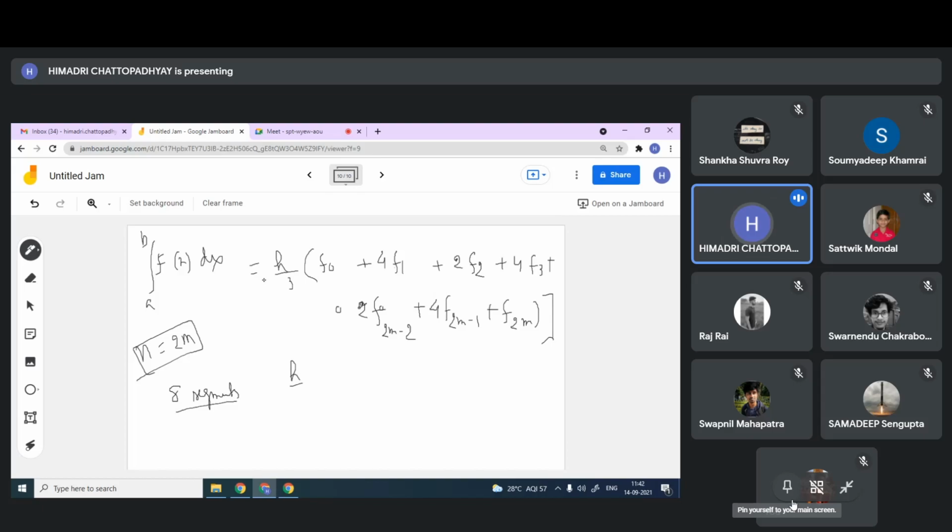For example, suppose you have 8 segments. Then it will be h by 3 times f0 plus 4 f1 plus 2 f2 plus 4 f3 plus 2 f4 plus 4 f5 plus 2 f6 plus 4 f7 plus f8, like this. So the first element and last element have a coefficient of 1, and every alternate one has 4, 2, 4, 2, 4, 2.